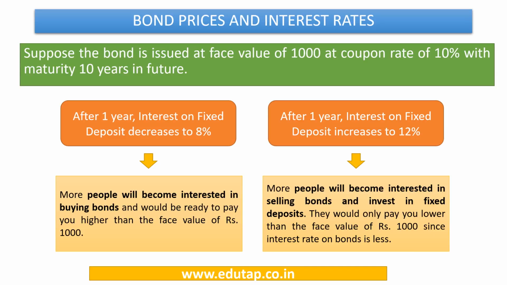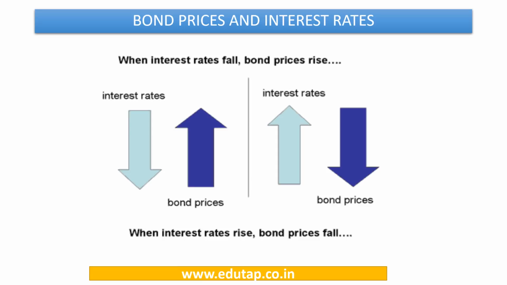So in this case, what is going to happen? You are going to get a lower price than rupees 1000 on selling these bonds, and the market price of these bonds is going to be less than 1000. So in this case, the interest rates have increased in the market, but the bond prices have fallen. So here we can make out the relationship between the bond prices and interest rate.